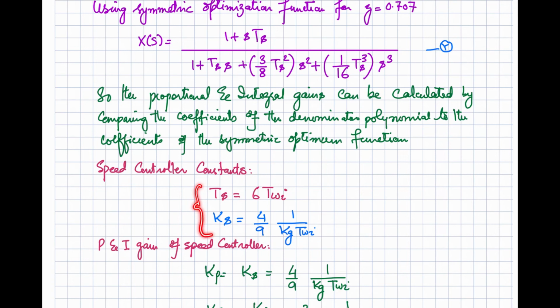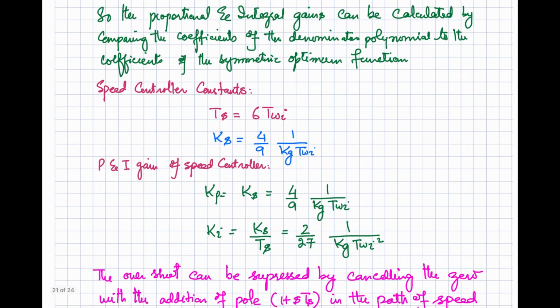These are the speed controller constants, and the PI gain is given by this set of equations. The kp is equal to ks, that is equal to 4 by 9 into 1 by kg into t omega, that is obtained by the comparison of the symmetric optimum function with the actual transfer function of our machine. And then the integral gain will be equal to ks over ts as we defined above, that will be equal to 2 by 27 into 1 by kg into t omega I square. So using these two terms, using this symmetric optimum comparison, we can find out the proportional and the integral gain of the speed controller, right?